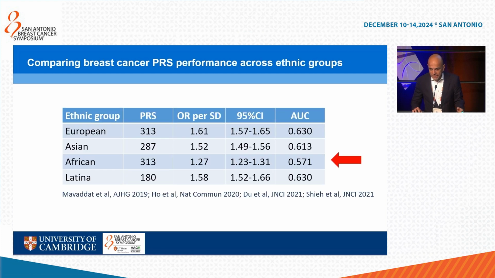It is now well documented that the polygenic scores perform differently across populations, and this is the performance of the 313 SNP polygenic score, which was developed in European ancestry individuals, as I mentioned earlier, in the other ethnic groups. What we are seeing is that these polygenic scores are in fact predictive of breast cancer risk, but they have attenuated effect sizes.